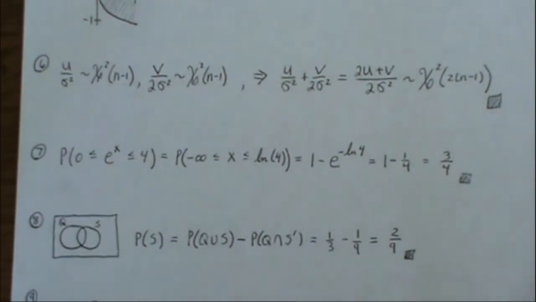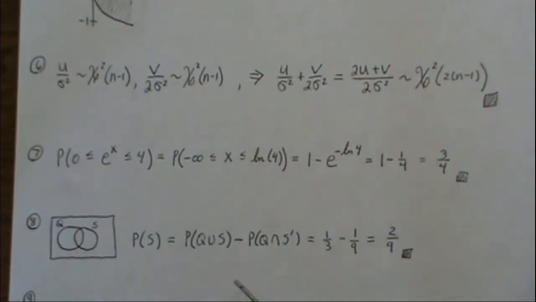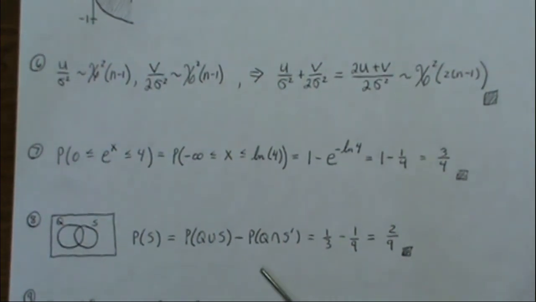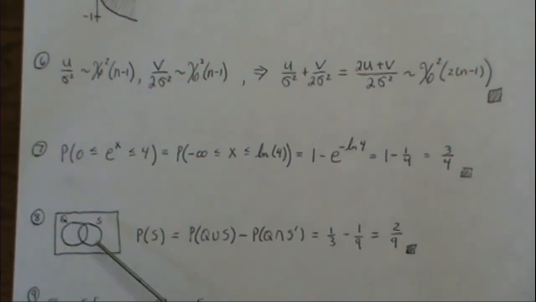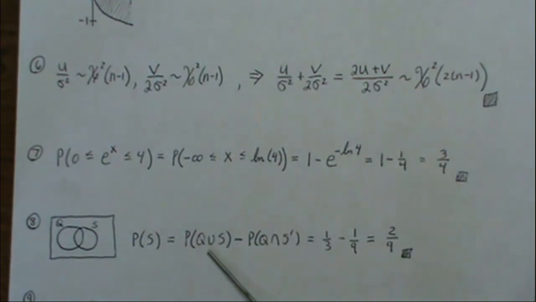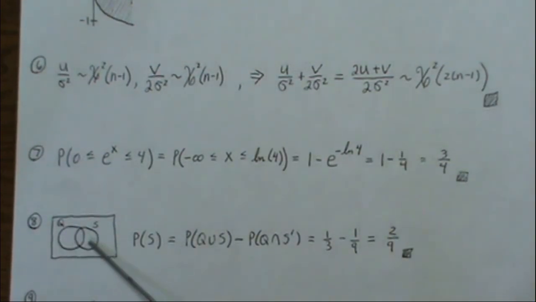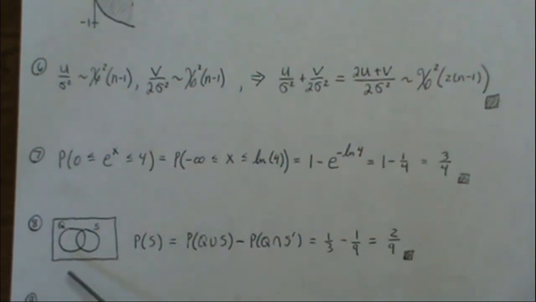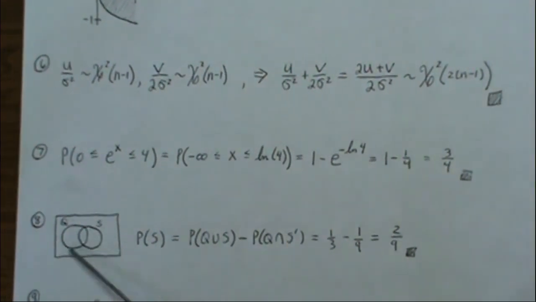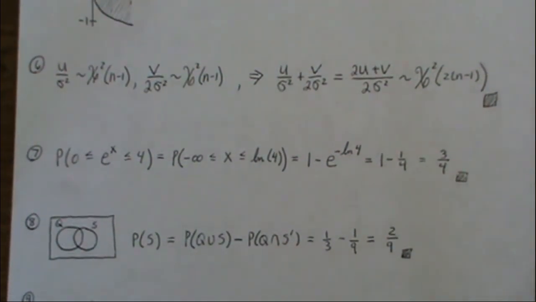Now, number 8, I think the trick is to utilize what they give, and then somehow that'll work out. And in this case, it's all you need. So to find the probability of S, we can take the probability of Q union S, which is this whole region here, but then if we subtract out Q union S complement, which is this piece, then we're just left with the probability of S. And it breaks down to 2/9.